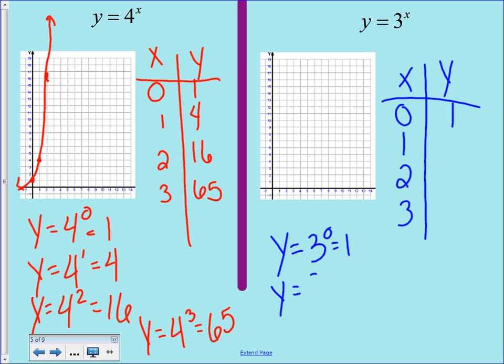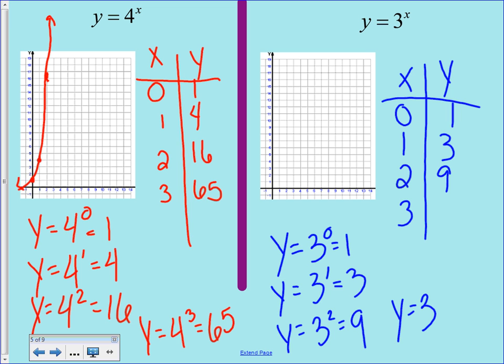When x is 1, you're going to get 3 to the 1, which is 3. When x is 2, you're going to get 3 squared, which is 9. So all I'm doing is plugging in for x right now. And then 3 to the 3 is 27. So what I want you to do is on your notes, just pause the video and plot these points. You should get a ski jump just like I did in the first one, but yours is going to be a little less steep, okay, because we're using a smaller number than 4. So pause the video and then continue when you're done.